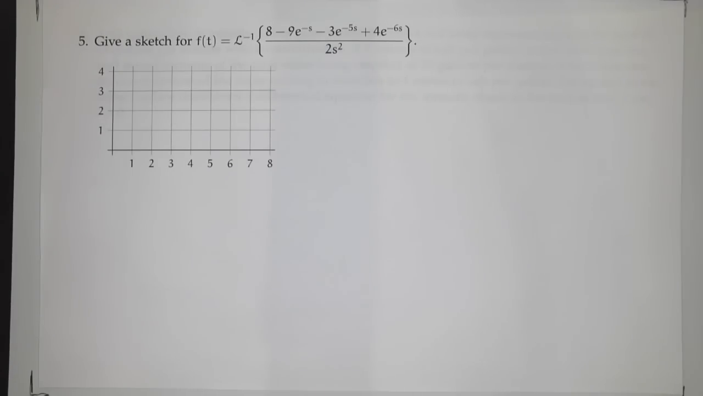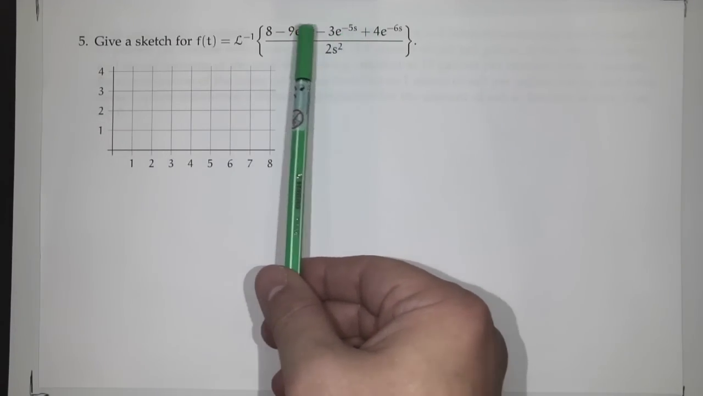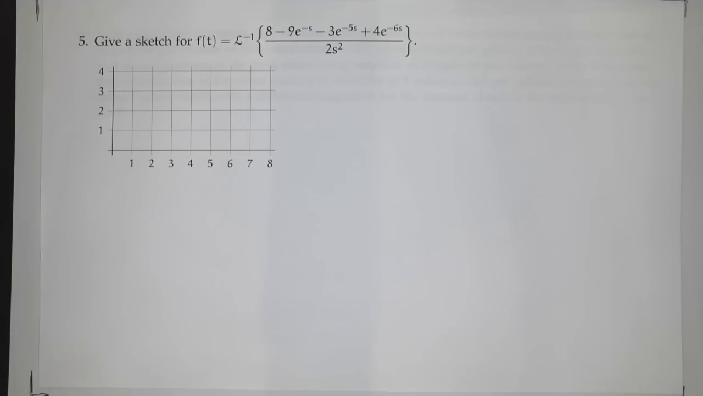Before we start, do we know certain things? Is this going to be a piecewise function? Yes or no? Yes. How do we know it's going to be a piecewise function? We see things that involve the exponential function in terms of s. If you see exponential pieces in terms of s, it is piecewise.